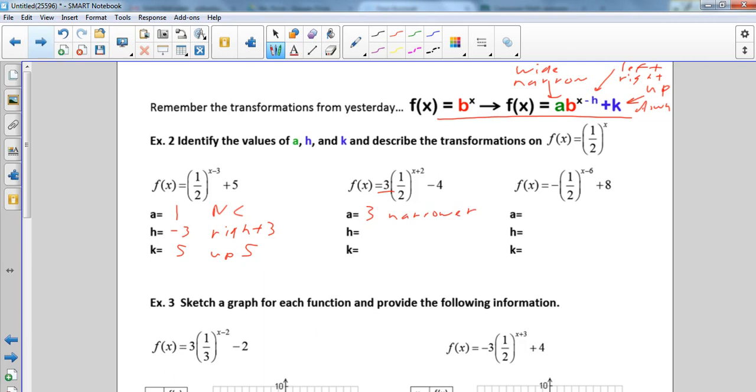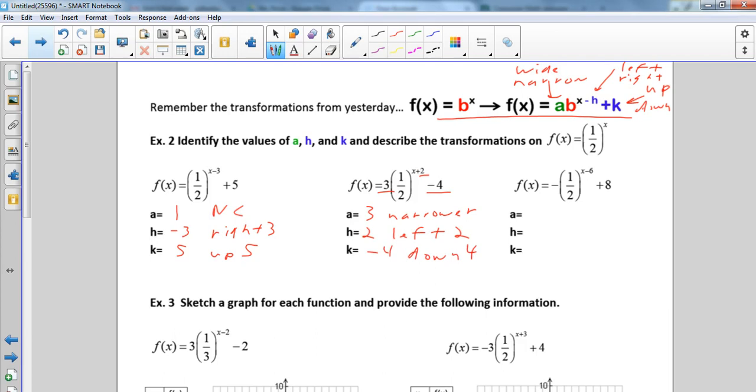It's going to climb faster. H is 2, and so therefore it is going to move left 2. Opposite of what we think. And K, -4, that is going to move it down 4.